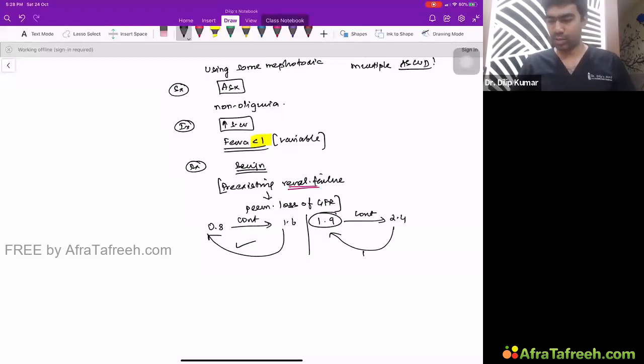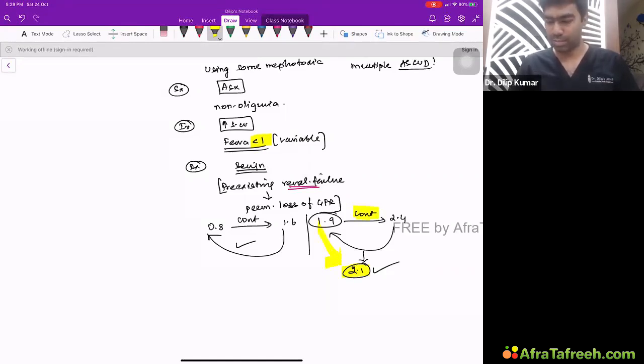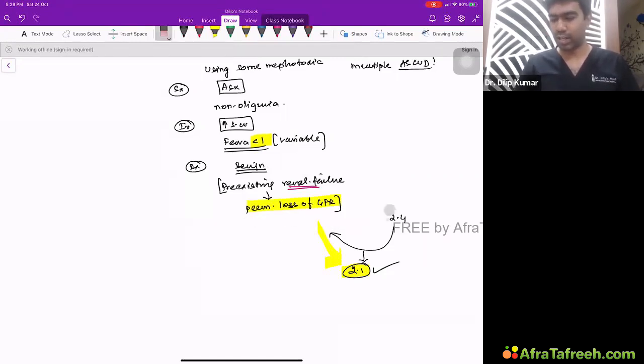But there are some patients who can go to maybe 2.1, and they can maintain there itself. Which means what happened is after contrast, the baseline creatinine is actually shifted to 2.1, and there is some permanent loss of GFR that is happening. So that's the risk with a patient who's already in a pre-existing kidney injury.